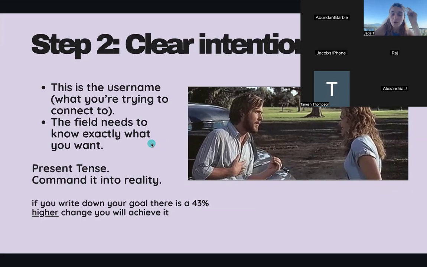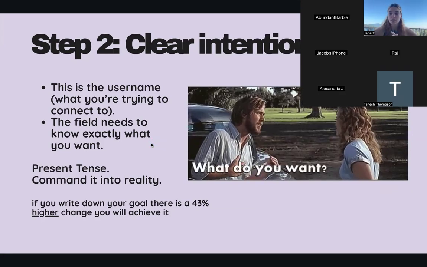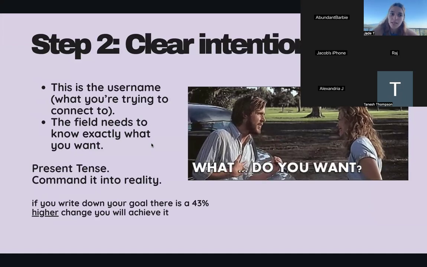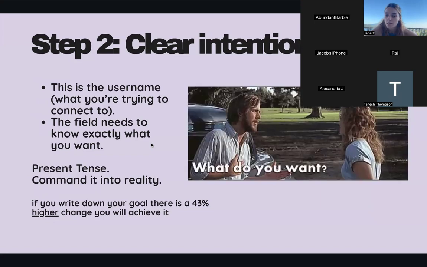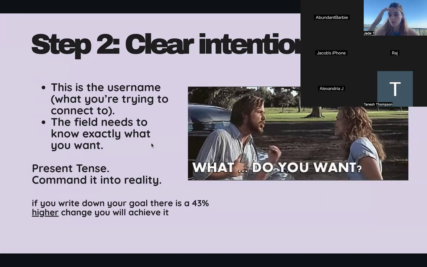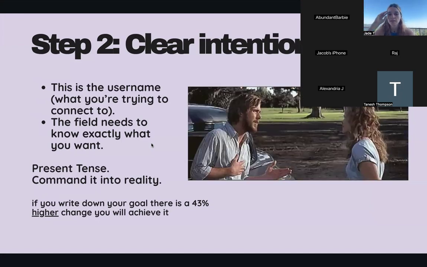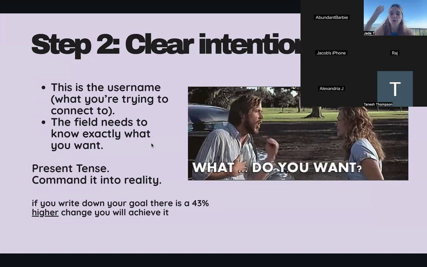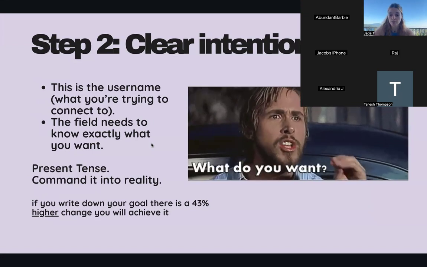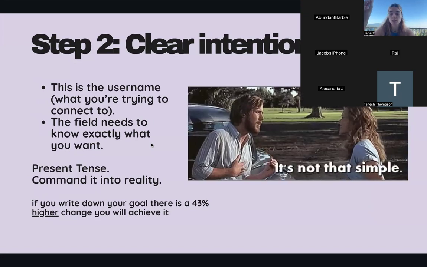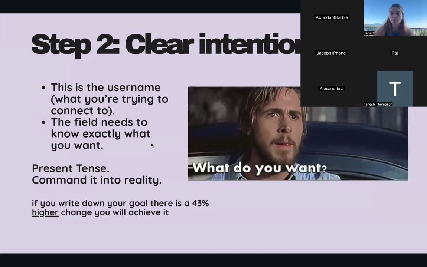So going back to that Wi-Fi kind of analogy, it is like you're typing in your username and you're trying to connect into the signal that you want to connect into. Okay, so you must know what you want. And I always say present tense. Write or affirm your intentions, your goals, your desires in present tense. That's very, very, very important, because I wish, I hope, I think, that's not conviction.